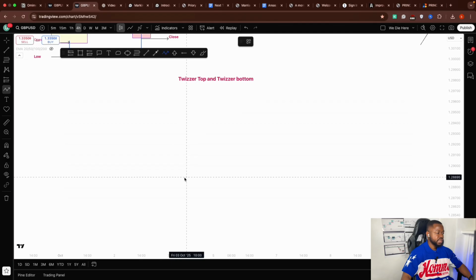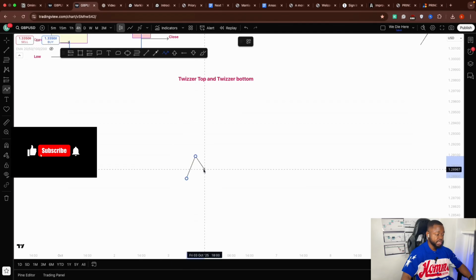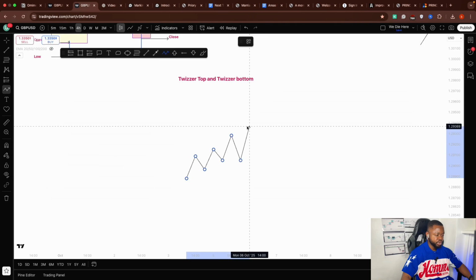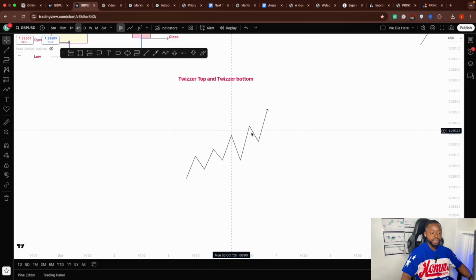First off, if we have price going this way in a bullish market, come back down, create a double bottom, go all the way up, come back. Me and you can agree that if you see this, even a 5-year-old child knows this is a bullish pattern.